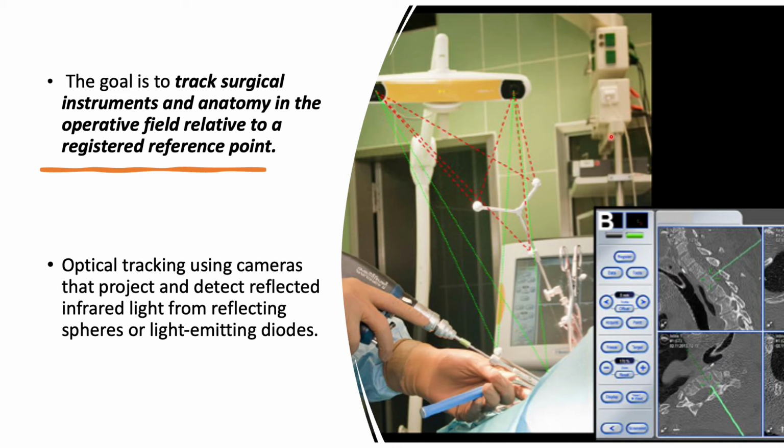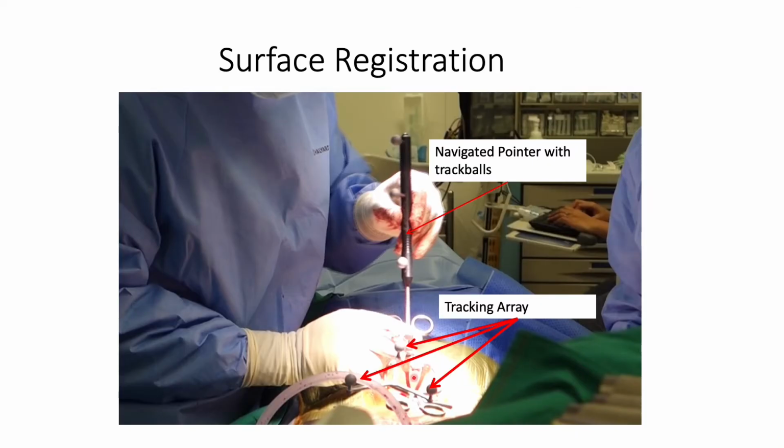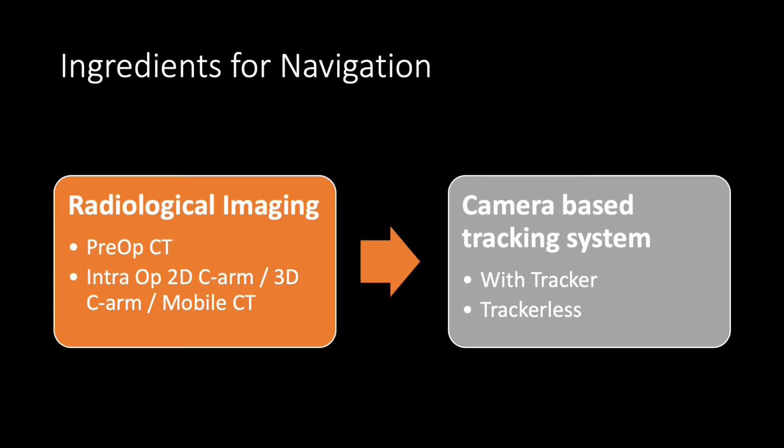Or sometimes they even use light-emitting diodes. So this will be the tracking area with the reflecting spheres attached to a bony point on the patient. Then we have this navigated pointer or various instruments with tracker balls that tell the surgeon where he is in the operative field. So for navigation, you need radiological imaging, which could be a pre-op CT scan, or an intra-op 2D C-arm, or even a 3D C-arm like an O-arm, or even a mobile CT. And also you need a camera-based tracking system. Sometimes you can use a tracker or it can be a trackerless system as well.